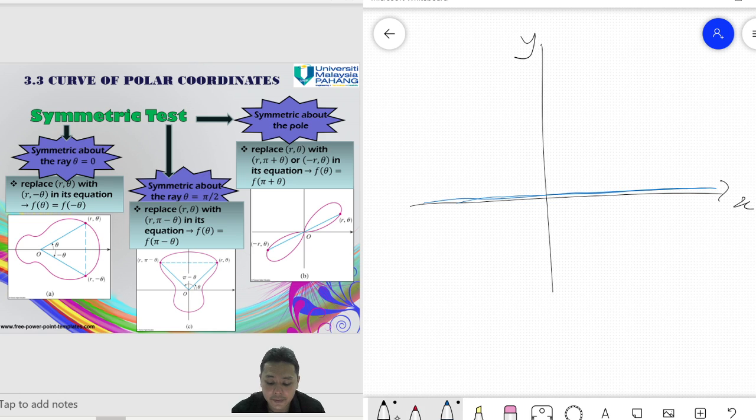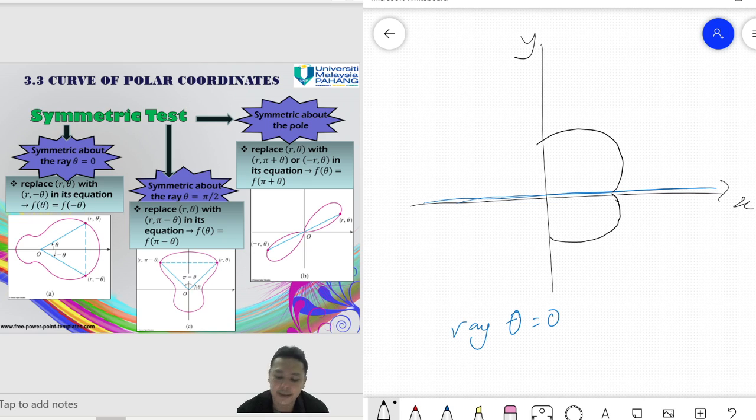So if I have a curve like this, I just randomly sketch a curve there, and if it is symmetric at ray theta equals 0, it means there is an inverse image where ray theta represents a symmetric line. So the symmetric will be here, the mirror image will be here. This one represents ray theta equals 0.